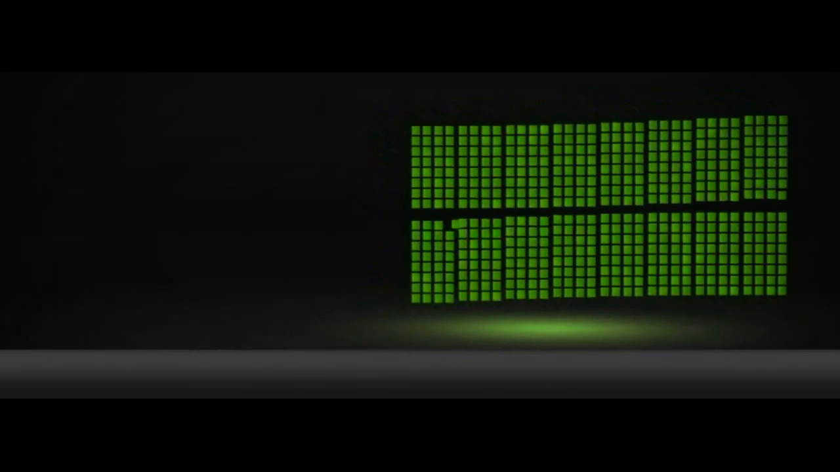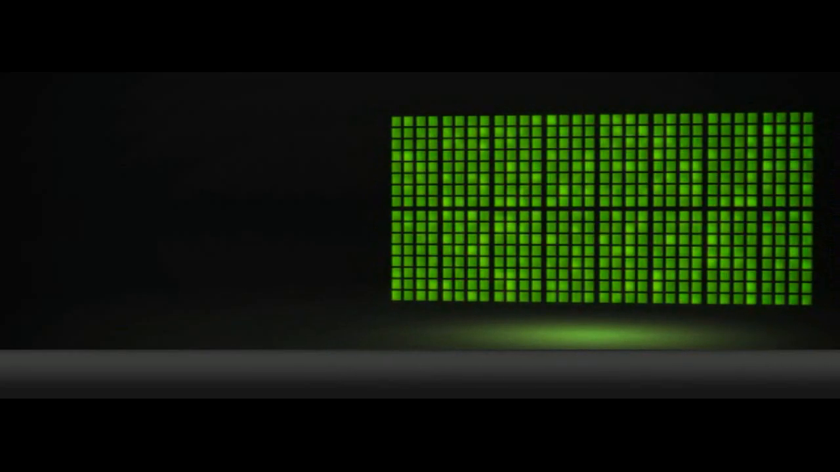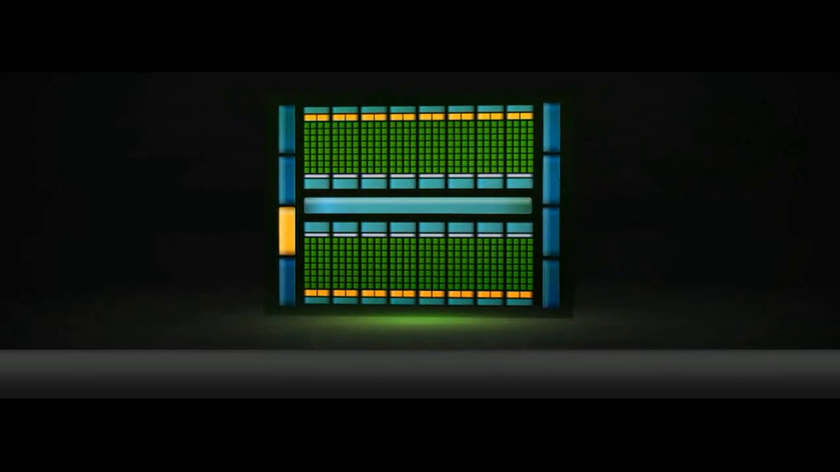Double precision performance is up to 8 times faster than prior GPU architectures. And all calculations are performed in compliance with industry standards for floating point arithmetic. High-performance computing applications relying on numerical simulation or linear algebra will particularly benefit from Fermi's revolutionary increase in double precision performance.